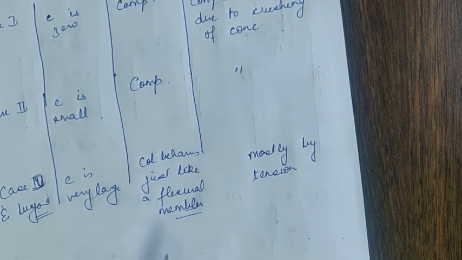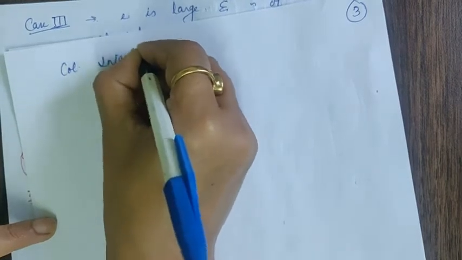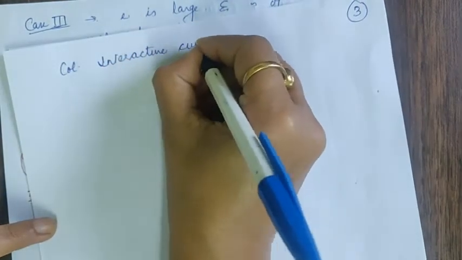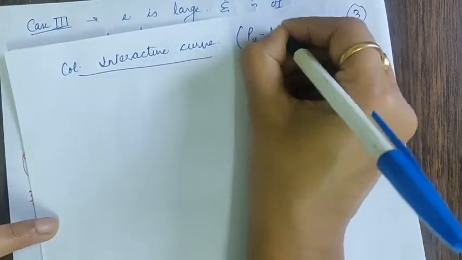Now when I say analyze a column in uniaxial bending or design a column in uniaxial bending, we will have to consider which type of failure the column is actually falling into. Okay. Now in order to understand that, we must first of all understand one typical parameter that exists in these kinds of columns, that is the column interaction curve, or it is called the PU-MU curve.